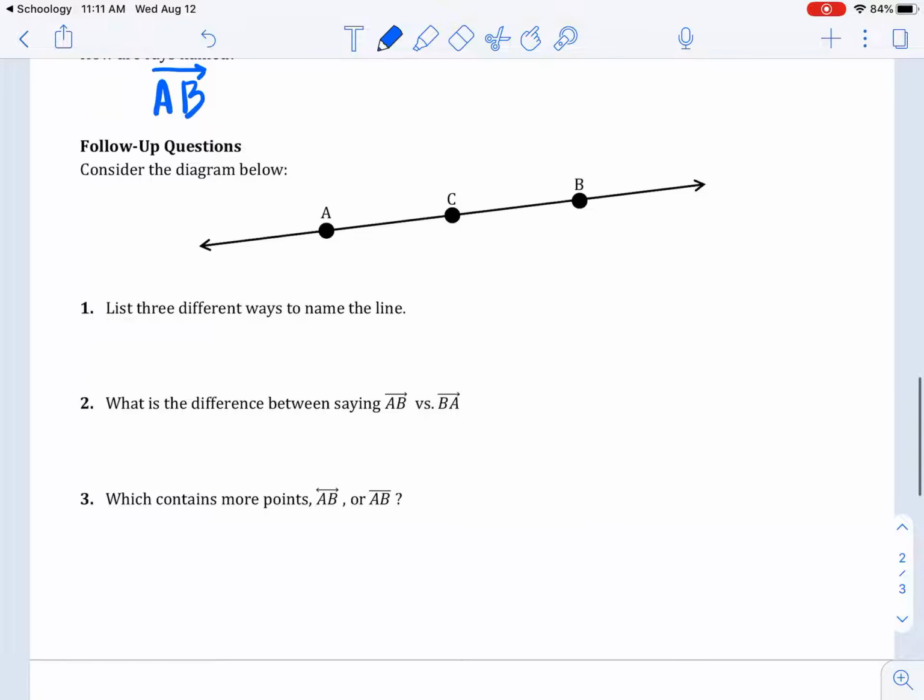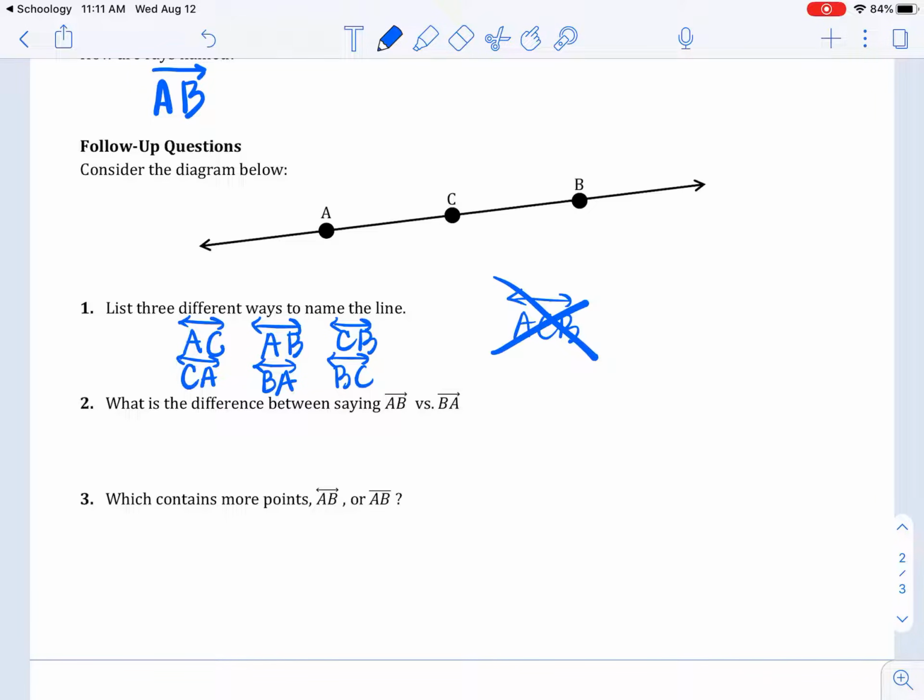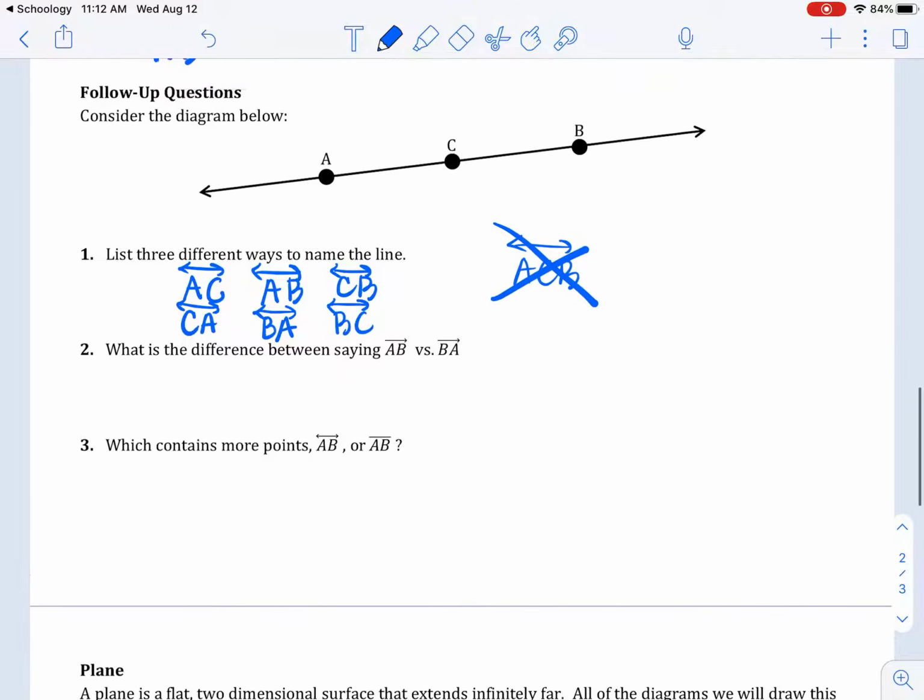All right, so those ways are, you could name this line AC, and then backwards also works, so CA. Line AB, line BA, line CB, and line BC. Those all work. Things that don't work, this, okay? This does not work. You can only use 2 points on the line with a line above it, okay? There is no lowercase cursive letter anywhere, so you're not allowed to use that way.